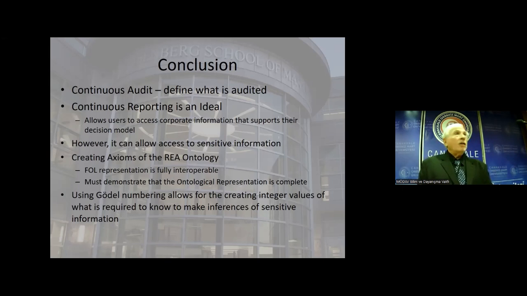So we create axioms again with first order logic as a representational tool. And then we also have to prove that that representation is complete. And so what I've done in the metaphysics paper is go through a number of proofs. I can derive all the financial statements using my axioms. I can also derive organizational structure, who reports to whom. Do we have segregation of duties, for instance? Okay, I can derive all that. But it's interesting, as I say, the Gödel numbering allows us to make inferences and represent them as integers so that I have control over what is released and know when information has been released. And that's it. Thank you.